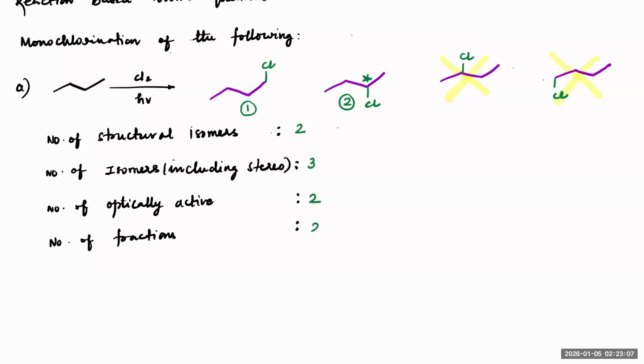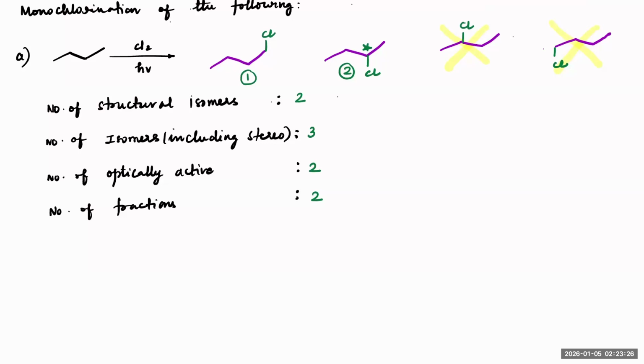Number of fractions you will get as two. Why? Because this is an enantiomeric pair. You cannot separate it out. So this and this can be separated. So only two fractions we will get. Okay. I hope all of you got this.